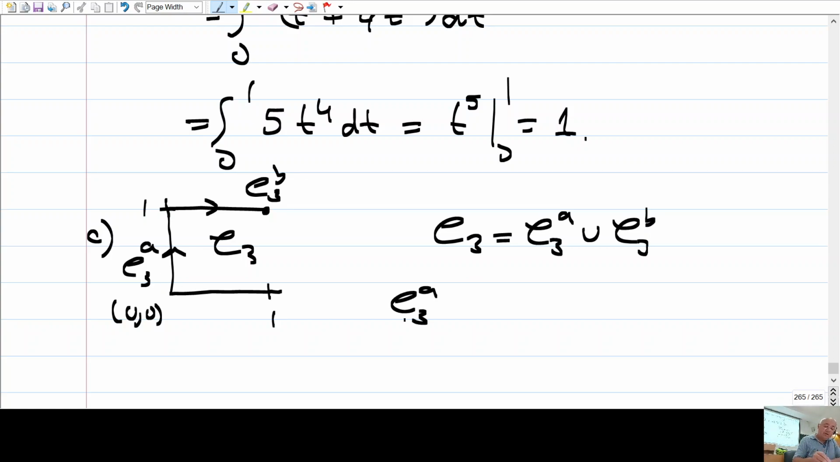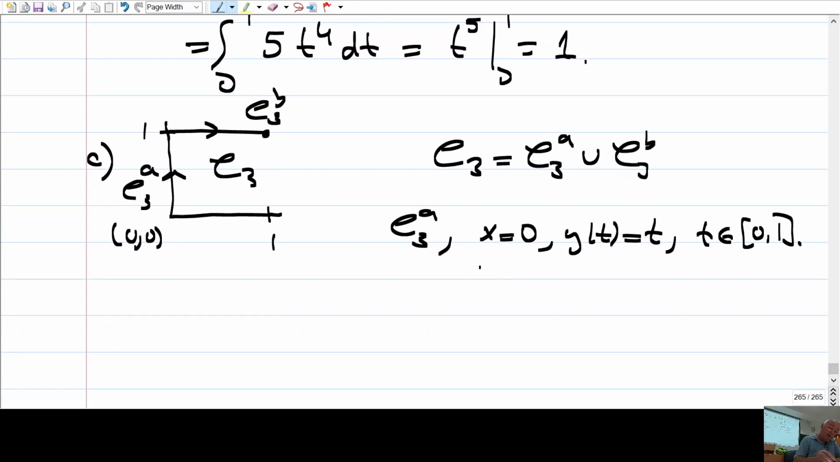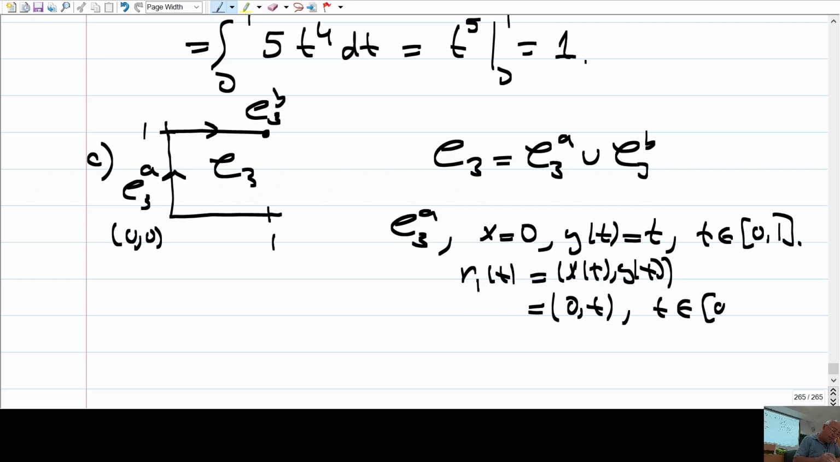Well, here the x coordinate is always 0, right? Because you are going along the y-axis, and the y coordinate goes from 0 up to 1. So I can just let y(t) be t, and this is t from 0 to 1. So let's say this is r1(t). What is this? So this is x(t), y(t). So it is (0, t), t from 0 up to 1.